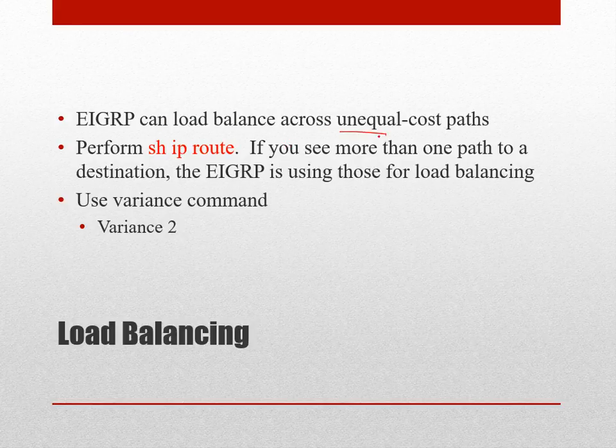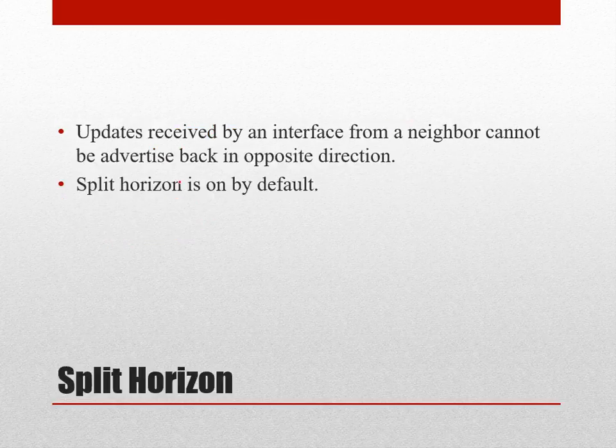Can load balance against unequal paths. If we had the unequal paths that we just looked at a little earlier and show IP route, we only see the one route in the route table, but if we look in the topology table, the successor and the feasible are there. It's a term called variance that allows it, and what this says is if we do a variance of 2, it will allow routes that are 2 times the cost of the successor route, which in most cases will get you several routes.